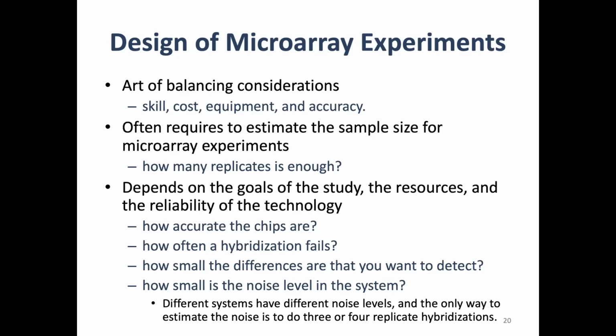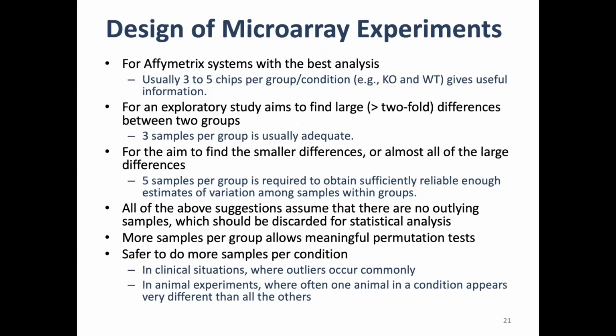How small is the noise level in the system? Noise variability is also a very important factor. If there is a noisy system, then definitely you have to have more sample size. Different systems have different noise levels, and the only way to estimate the noise is to do 3 or 4 replicate hybridizations. I got this information from an online source.